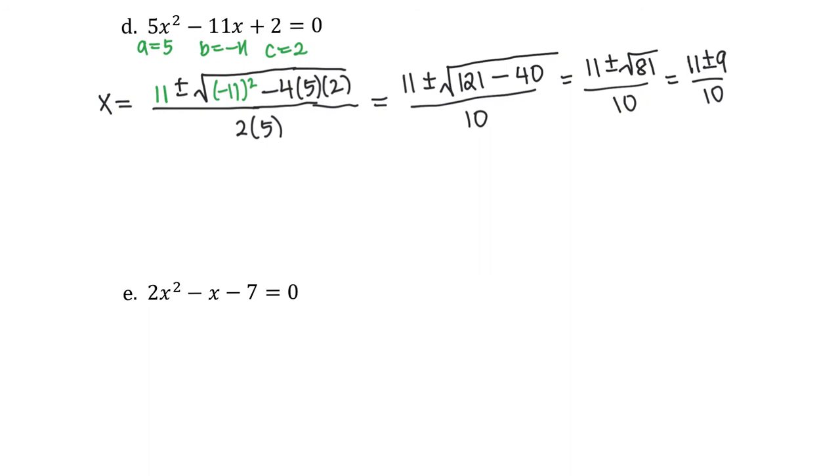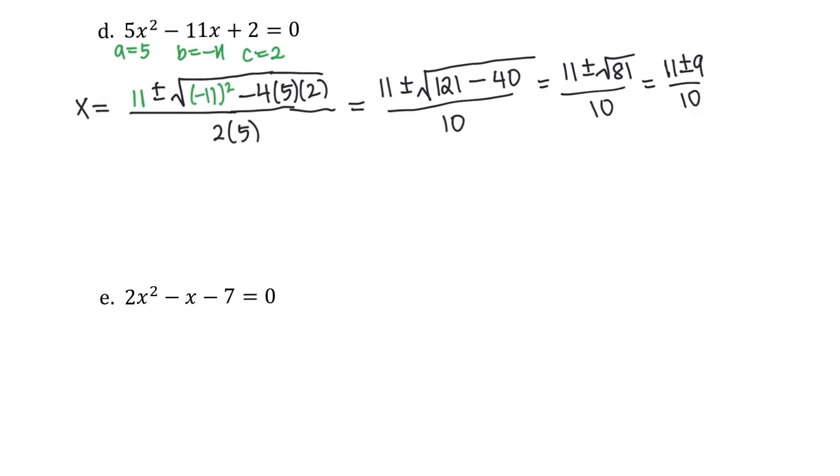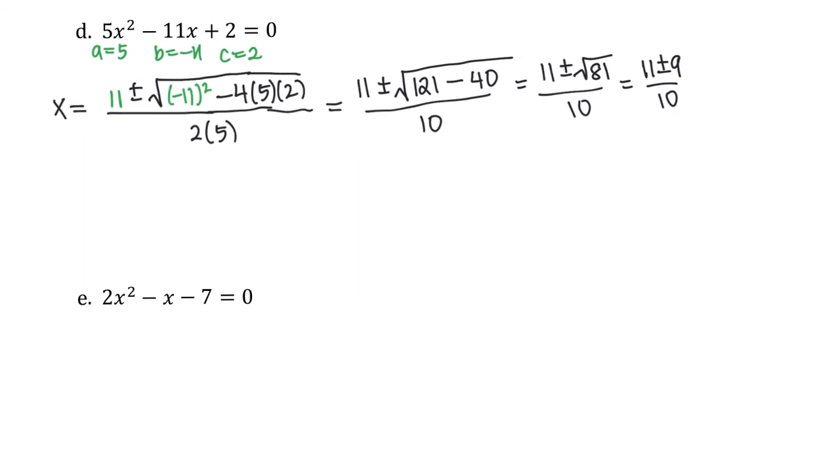Okay, now I'm going to consider both of my situations here so I can get both of my answers. Okay, let's see. I'm going to think about the plus sign first. If I do 11 plus 9 over 10, I get 20 over 10, which is 2. That wasn't that bad. Okay, now let me look at the minus sign. If I do 11 minus 9 over 10, I get 2 over 10, which simplifies to 1/5. So my answers are x equals 2 and x equals 1/5, which again I could have found by factoring, but this is another method.